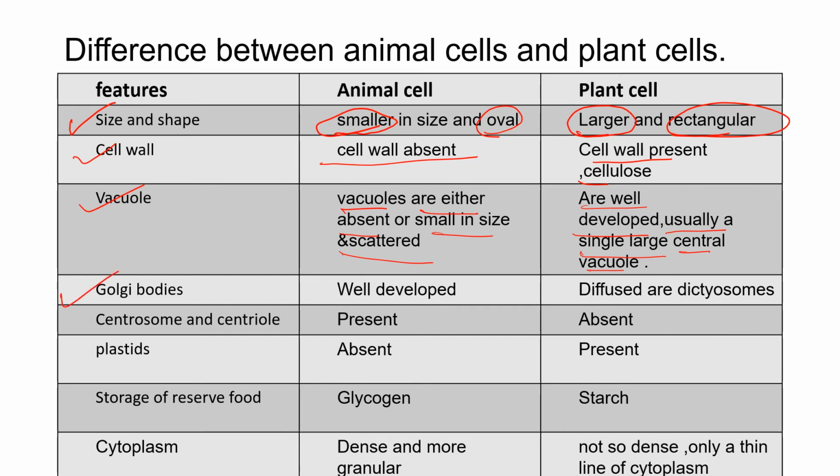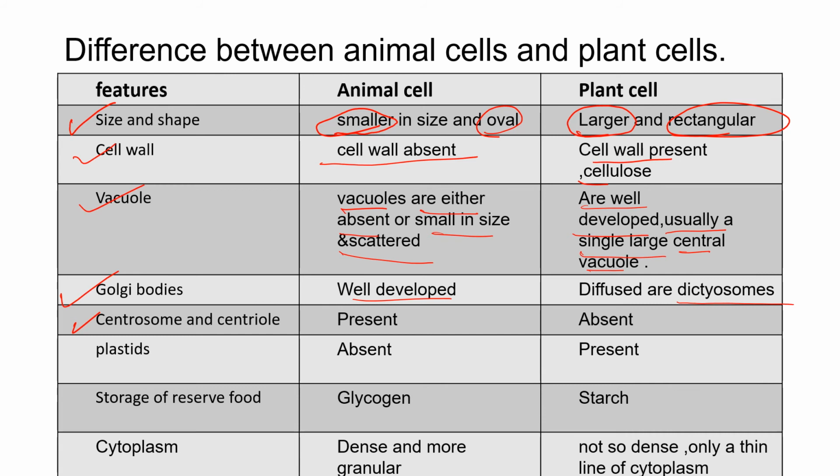Next comes the Golgi bodies. Golgi bodies are very well developed in animal cells and are present near the nucleus. And in the plant cell, the components of the Golgi bodies are very much diffused and they are called dictyosomes. This is a new term. They are called dictyosomes. Now, the next point is the centrosome and the centrioles. They are present in the animal cell and they are absent in the plant cell.